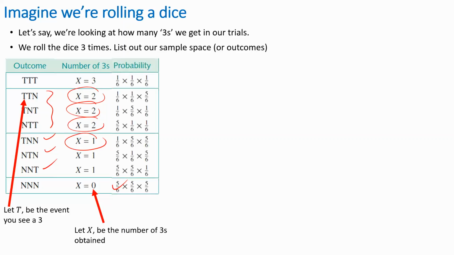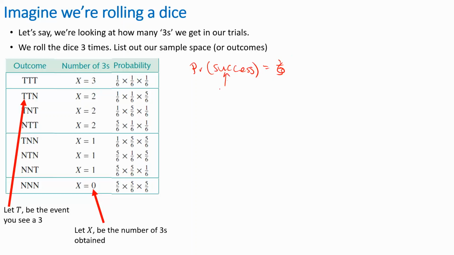In that case, if I asked you to find the probability of getting 3 threes, you would say that the chance of getting a 3 is 1 out of 6. That's the probability of success. So the probability of success is 1/6, and success just means getting a 3. Then if I asked you, what's the chance of you not getting a 3? 5/6. So that's the probability of failure. You only have two outcomes here: you either get a 3, 1/6, or you don't get a 3, 5/6.